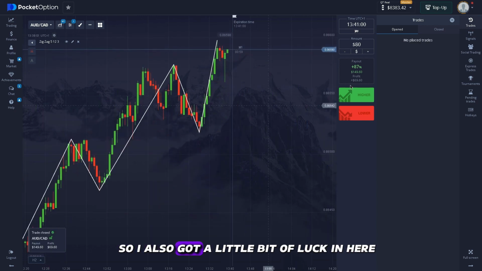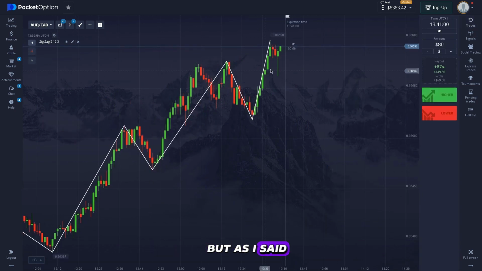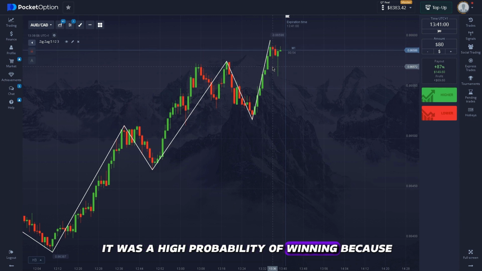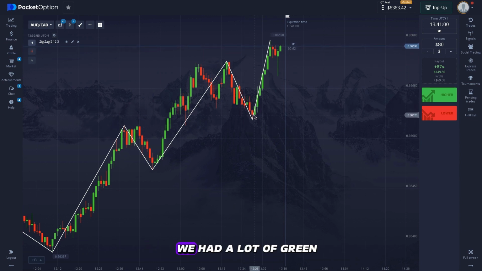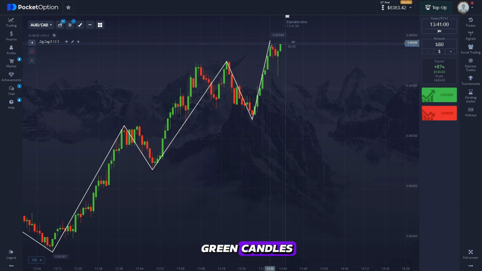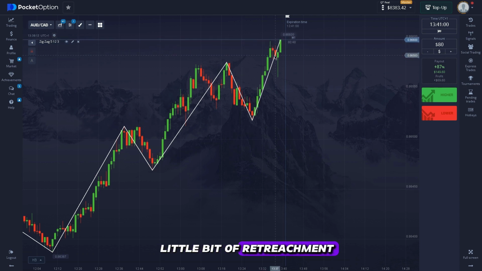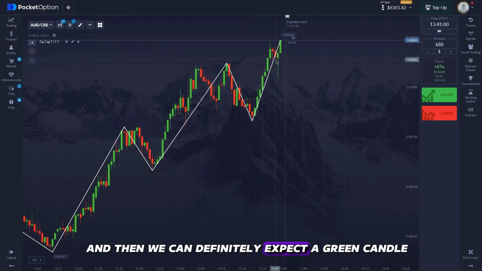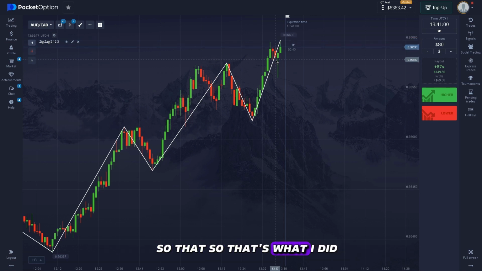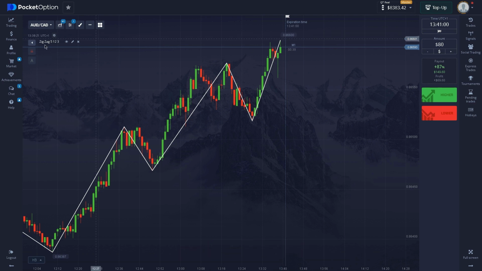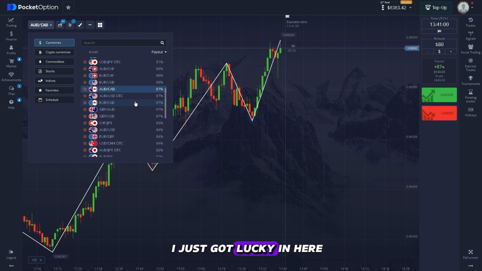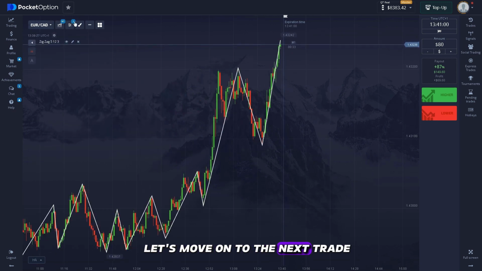So I also got a little bit of luck in here, but as I said, it was a high probability of winning because as you guys can see, we had a lot of green candles, then we had a little bit of retracement, and then we can definitely expect a green candle. So that's what I did. I know it's a little bit of a gamble, you shouldn't do it, but it is what it is, bro. I just got lucky in here. Let's move on to the next trade.